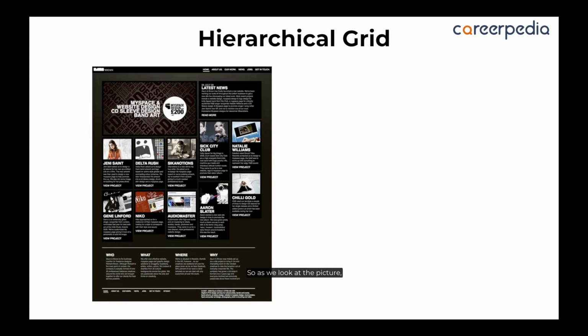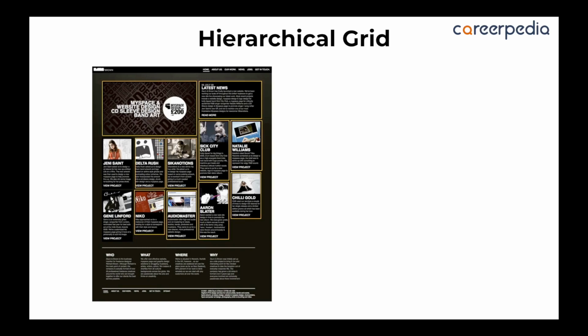So as we look at the picture, first thing that we see is 200 pounds or MySpace and website design, CD sleeve design, and band art. So why are we looking at it? Because it has been given more importance and more bigger text compared to the rest of the website. So this is what a hierarchical grid is. The important information is displayed in a bigger font compared to the rest of the website. This is mostly used for web.